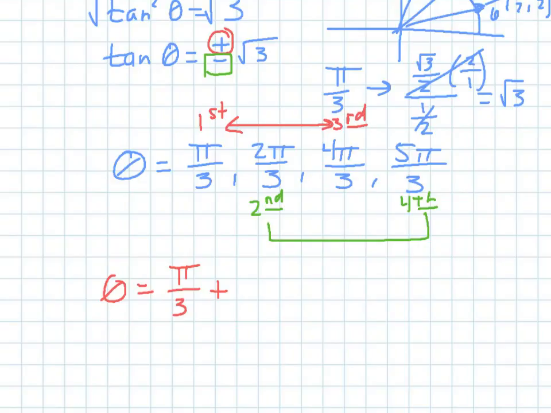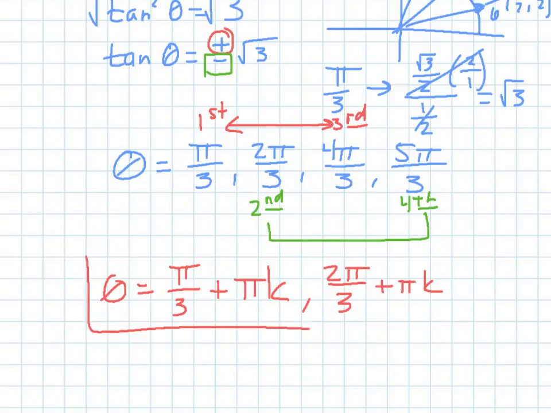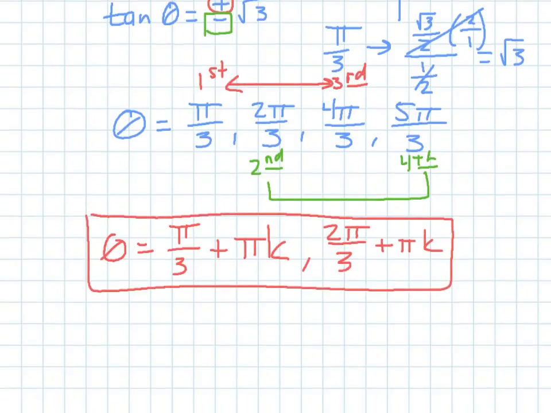And since I'm going every pi because of the period, I'm just going to do plus pi k. And then picking one of the other ones, I go 2 pi over 3 plus pi k. So that takes care of the 5 pi over 3 as well, and all the other ones that go into there. So those would be my answers for tangent.